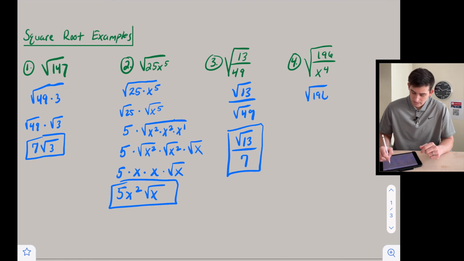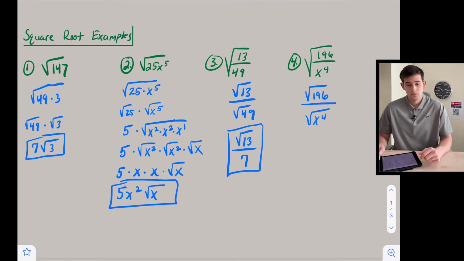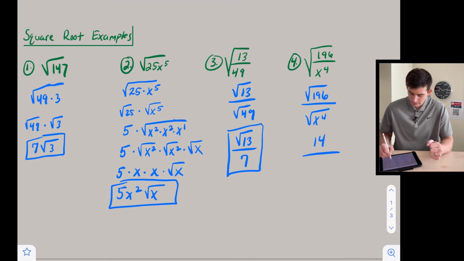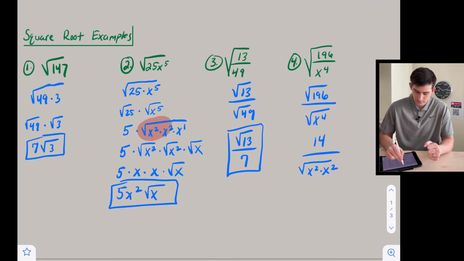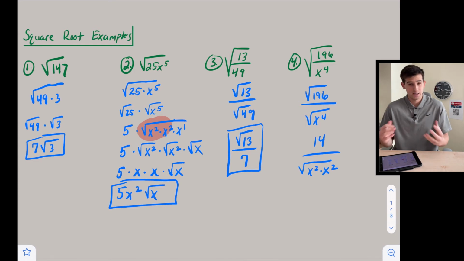Simplify this, we're going to break it down, square root of 196 over the square root of x to the 4th. 196 is a perfect square, that's going to give me 14. And the square root of x to the 4th, we could break that apart just like we did. We can say x squared times x squared. And that's essentially exactly what we did right here. So we know that that is going to cancel out those exponents of a 2 with that square root sign.